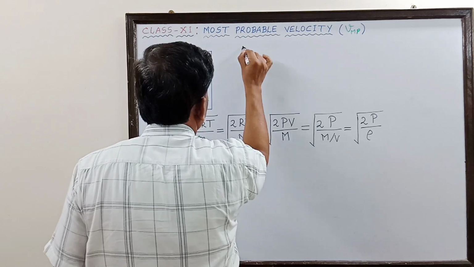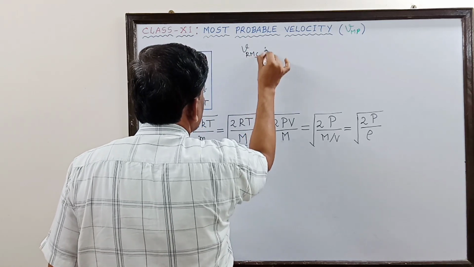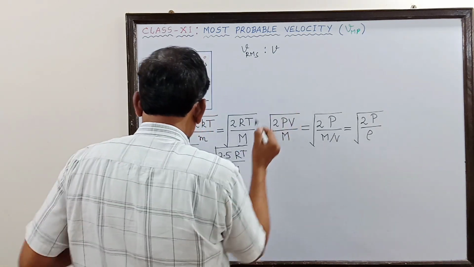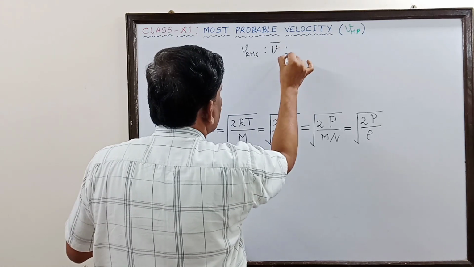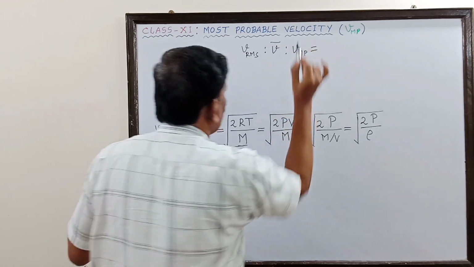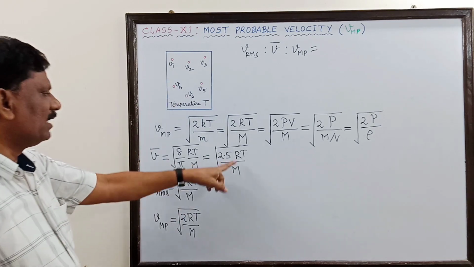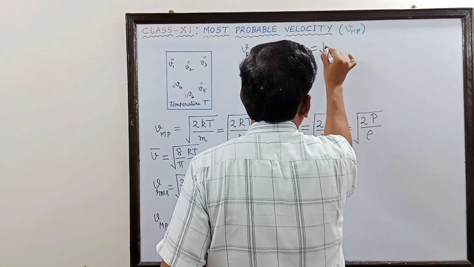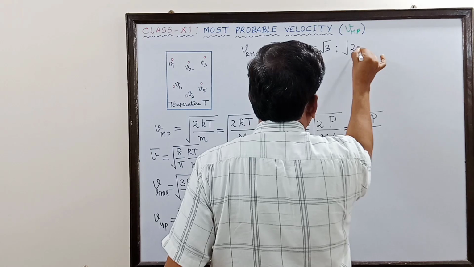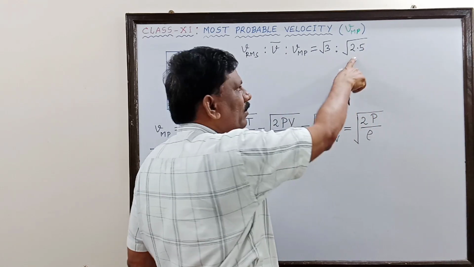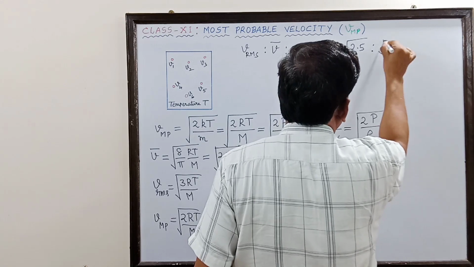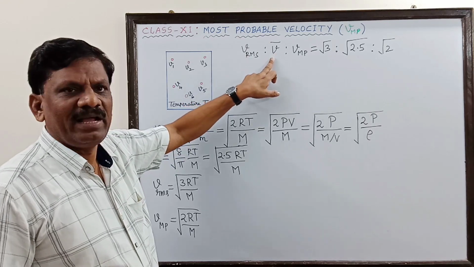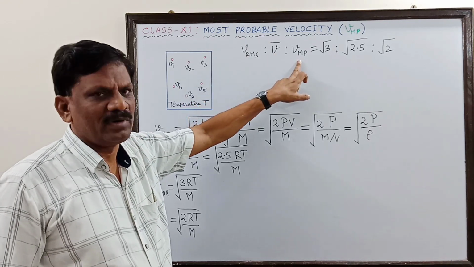So we find that VRMS is to V most probable. Next one is V average is to V most probable. This ratio I am writing. So when I take the ratio, constants can be eliminated. Only the factors I am going to write. So this is now what, first one is square root of 3 is to square root of 2.5 or 8 by pi, is to square root of 2. So my dear students, you have to remember that VRMS is greater than V average, which is once again greater than what, V most probable.